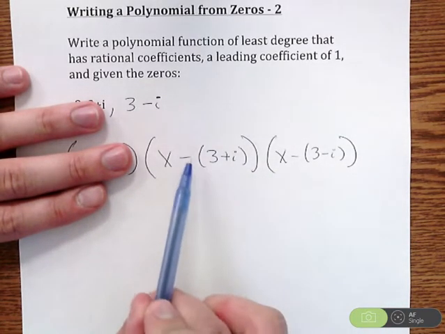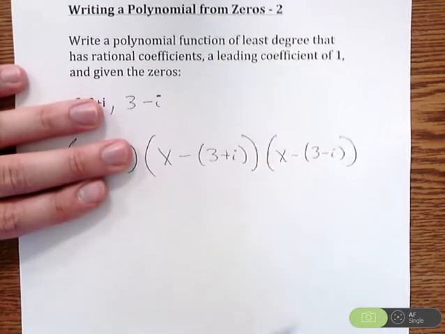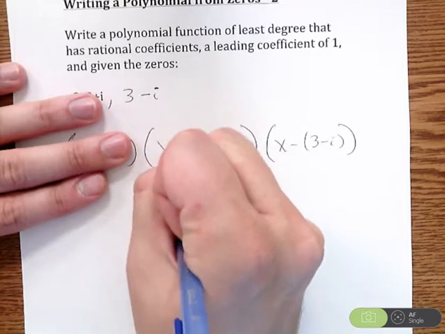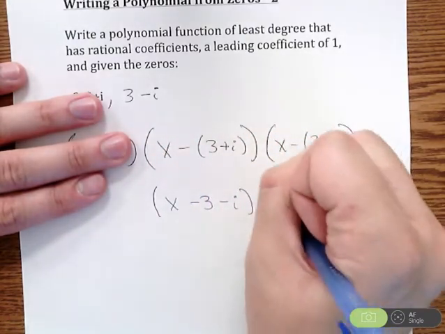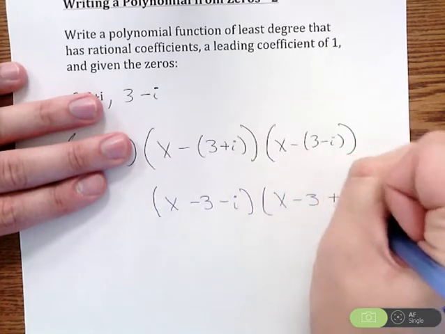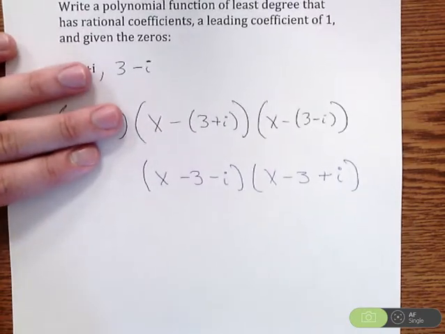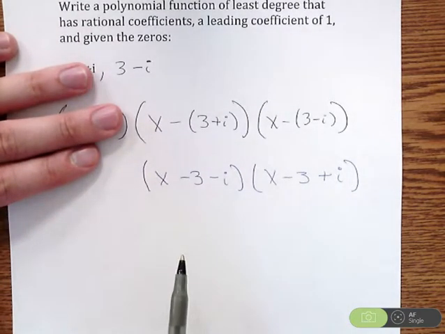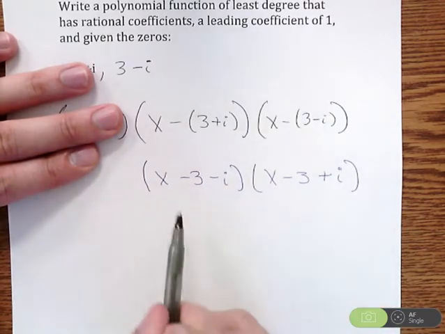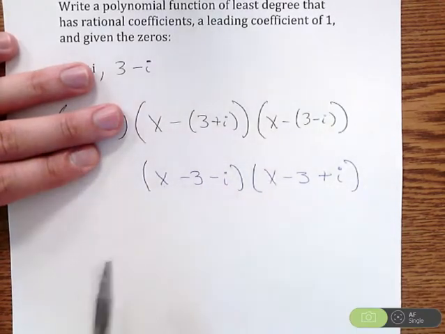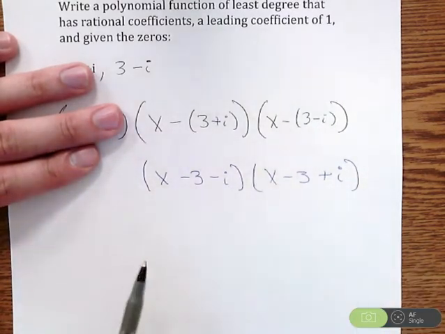The first thing I want to do is distribute this negative sign through that parentheses, and this negative sign through that parentheses. That's going to leave me with x minus 3 minus i, and x minus 3 plus i. All there's left to do is a whole lot of distributing. I'm going to take this entire polynomial and multiply it by that. So I'm going to take the x, multiply it through, the -3, multiply it through, and the -i, multiply it through.